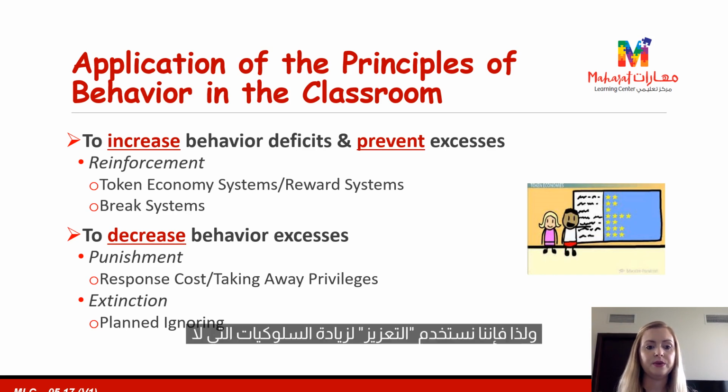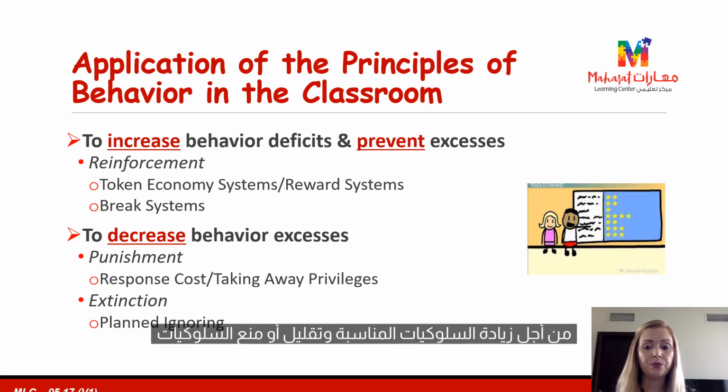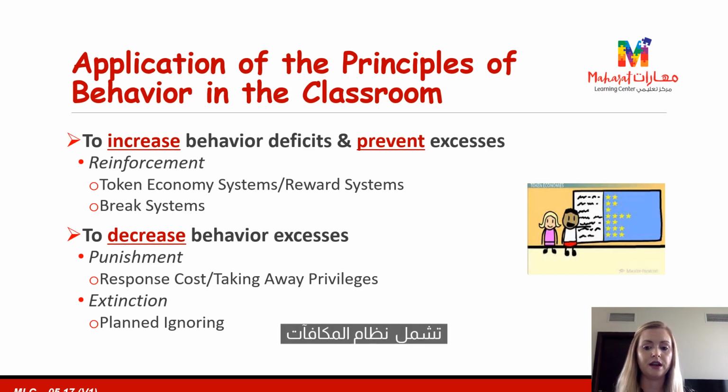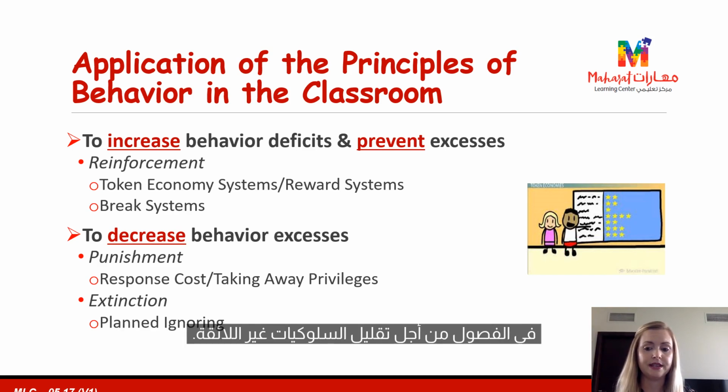We use reinforcement to increase behaviors that are not occurring enough, so the deficits. Some common reinforcement systems used in classrooms to increase appropriate behaviors and to decrease or prevent inappropriate behaviors include token economy systems and break systems. So we're going to talk about those too. Some common punishment systems in the classrooms to decrease inappropriate behaviors may include response cost, or more commonly referred to as taking away privileges. And again, extinction basically means planned ignoring. So we'll talk about all 3 of those.